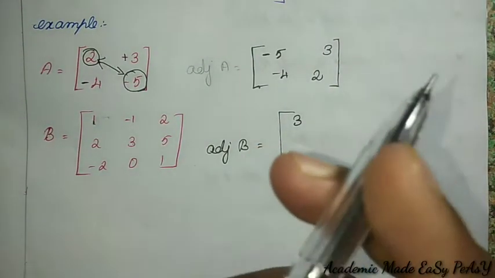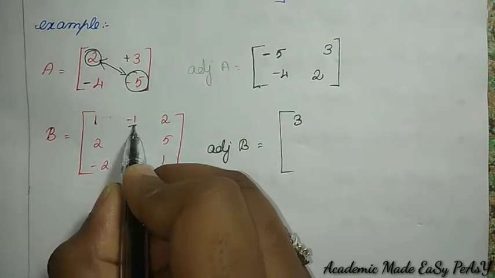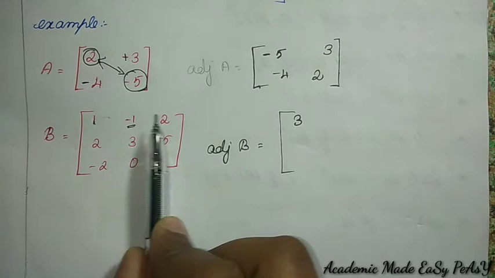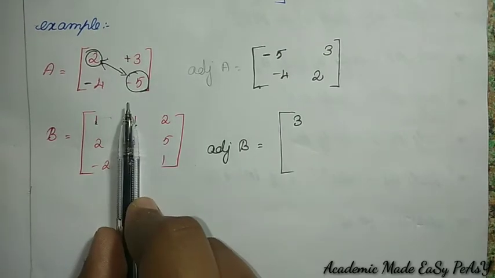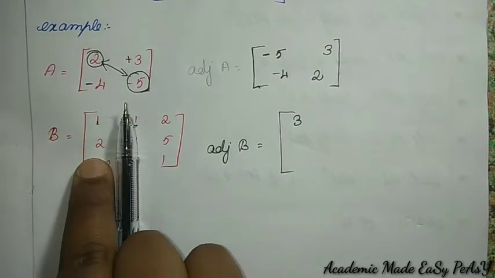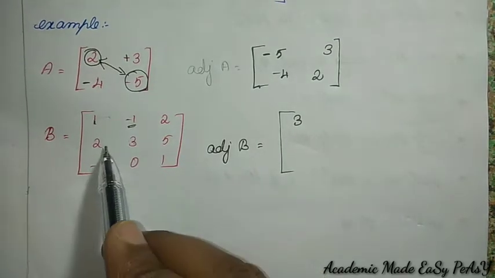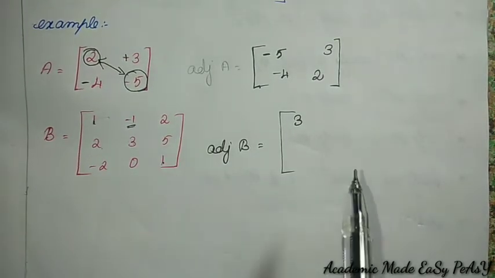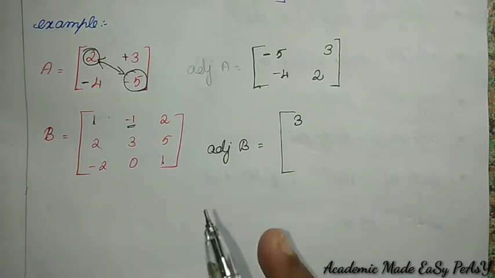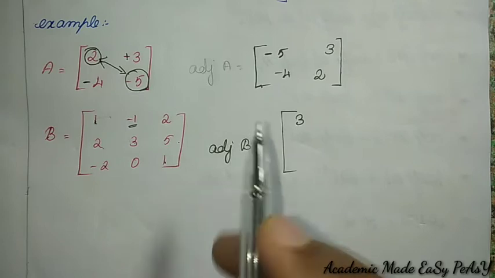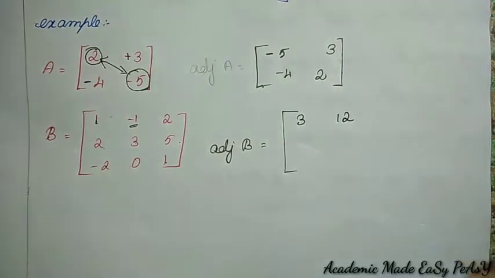Now I'm going to do the second element. Leave out the first row and the second column. I have 2, 1, minus 2, 5. Now 2 into 1 is 2. Keep that in mind: minus of minus is plus. So 2 into 5 is 10. So 2 plus 10 is 12.